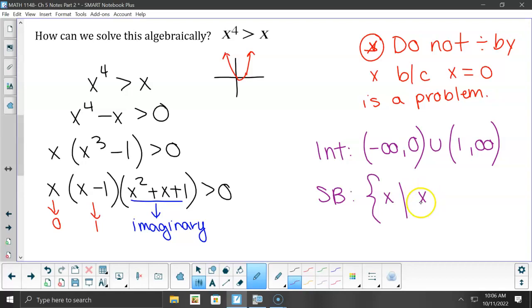All right, so I need every x that is less than 0, and I need every x that is greater than 1. So that's how I would write that.